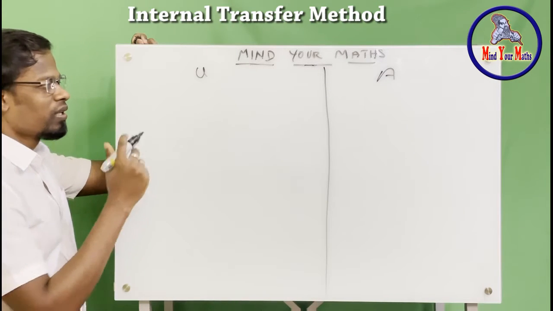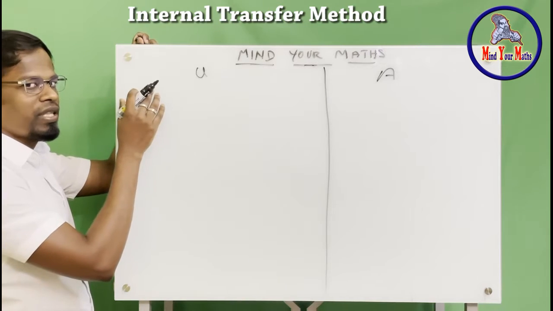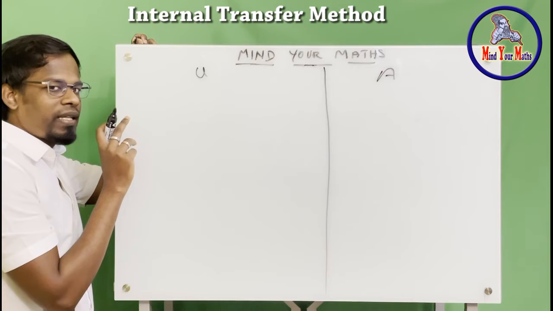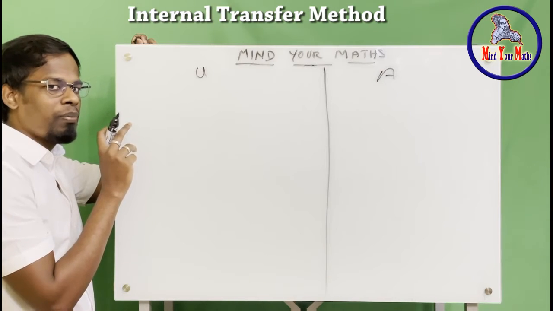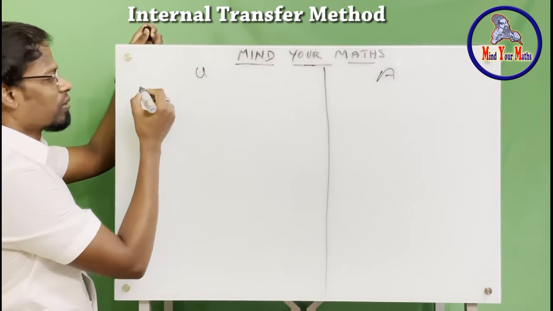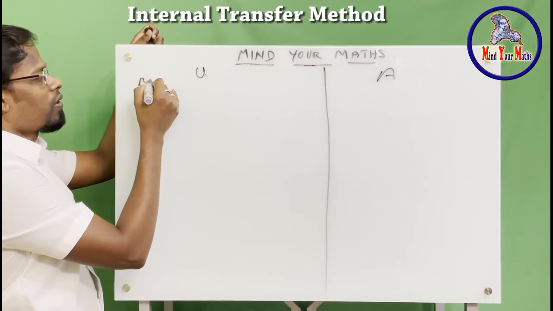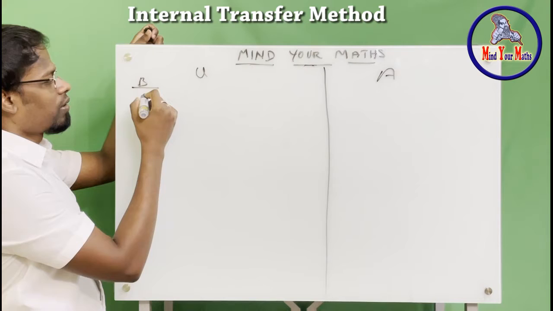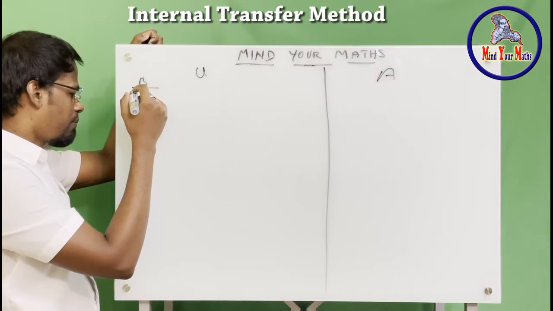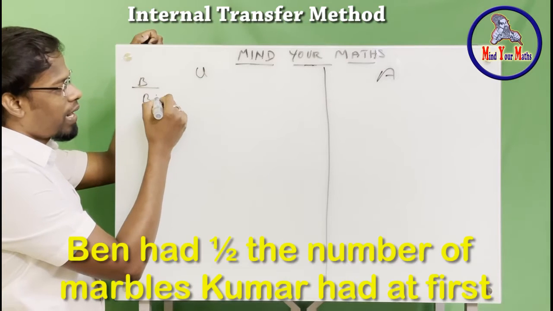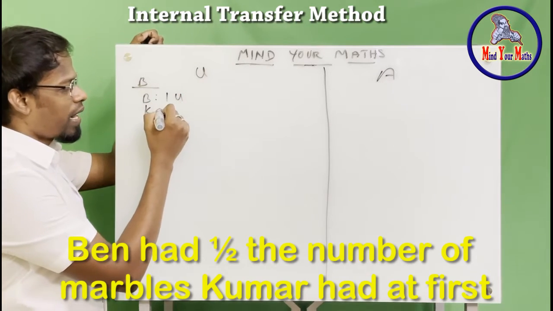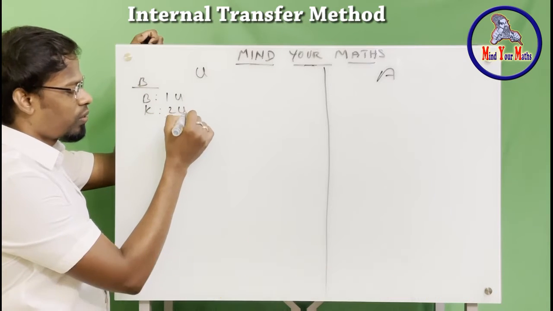Let's write down the units method. If you see in the problem, the transfer took place from Kumar to Ben, so it's an internal transfer. Let's write it down. Before, the problem says that Ben had 1 unit. Kumar had 2 units.